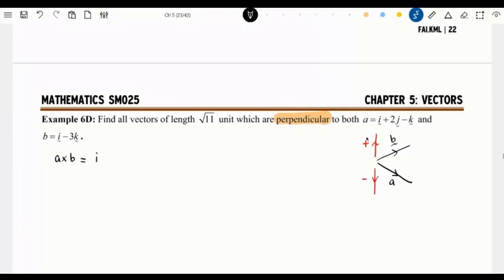So by determinant, A is 1, 2, negative 1, and 1, 0, negative 3. Okay, for I, what do we have?